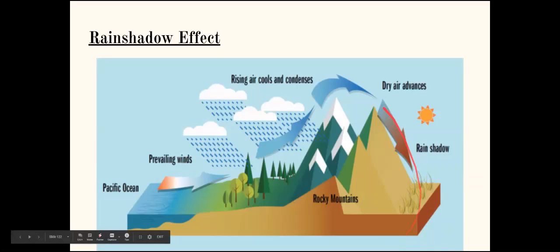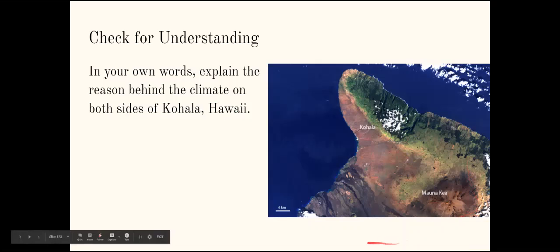And so this can change the type of environments you have, where on the wind side, you have a lot of forests, a lot of vegetation. On the other side, you might get something like a deserty area. Now, with that being said, let's see if you can put that into your own words by using this example from Hawaii. In your own words, explain the reason behind the climate on these two different sides of the island.